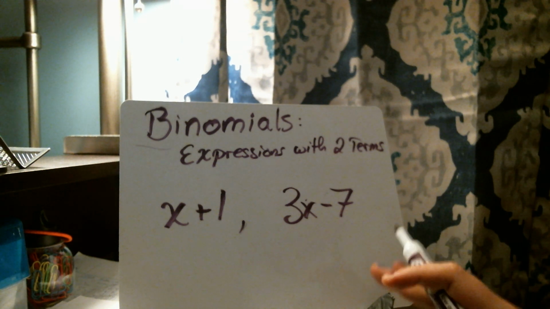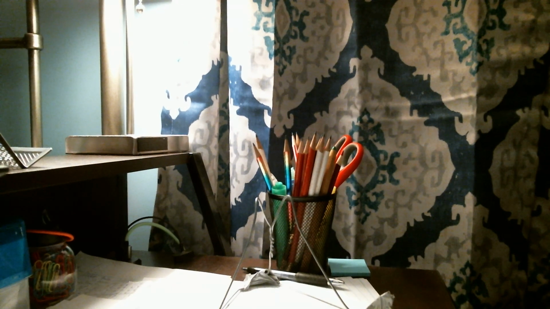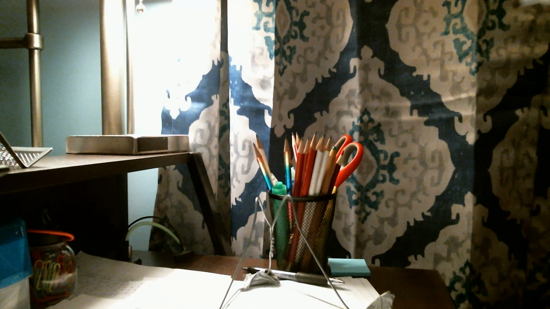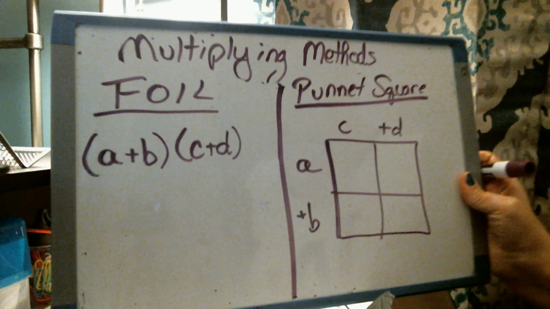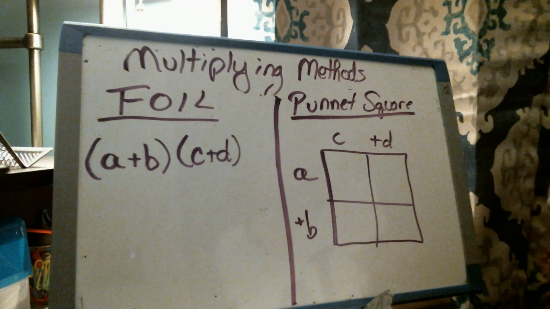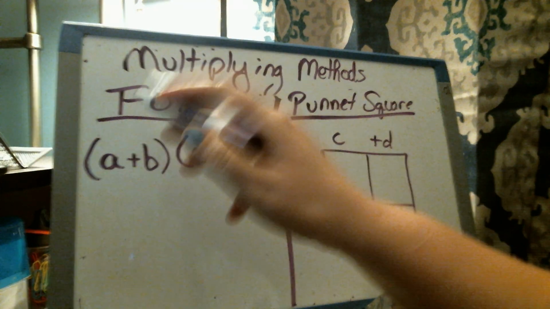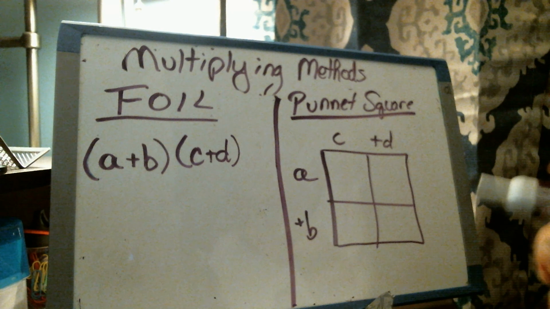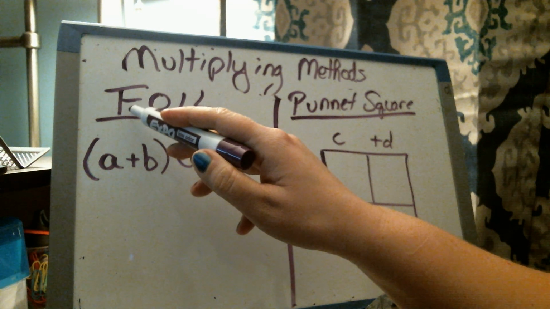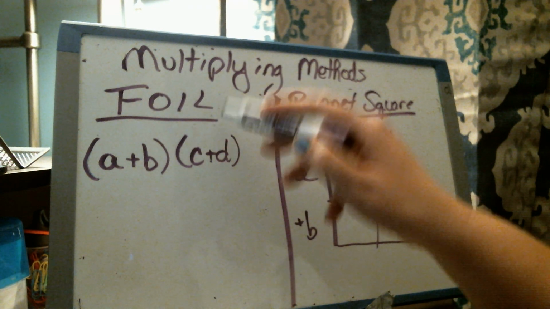So these are examples of binomials, and today what we are going to do is multiply binomials. And this goes back to an extension of the distributive property. So there are two different ways that I talk about multiplying binomials. We can use the FOIL method, good Lord, which stands for first, outer, inner, last.